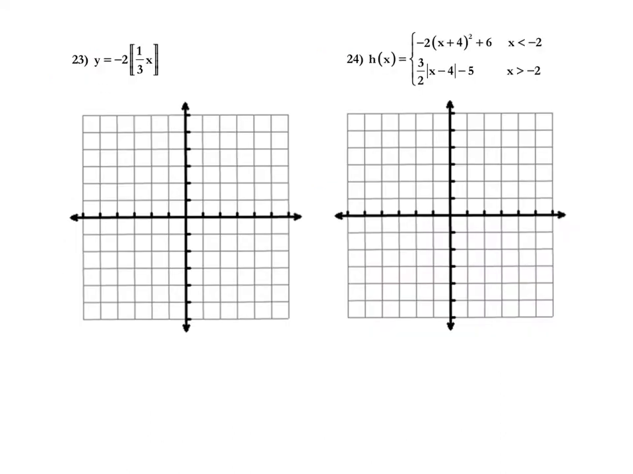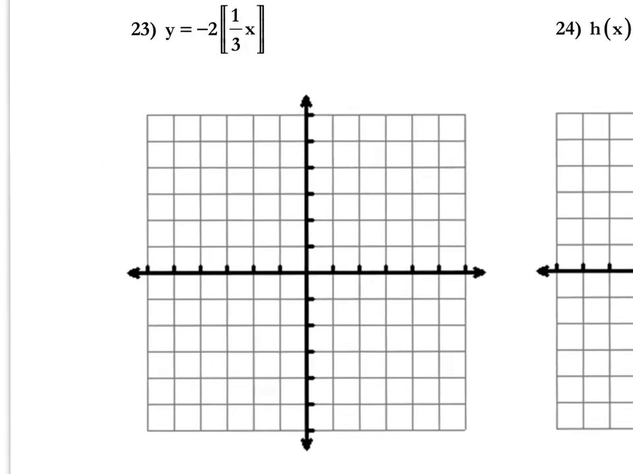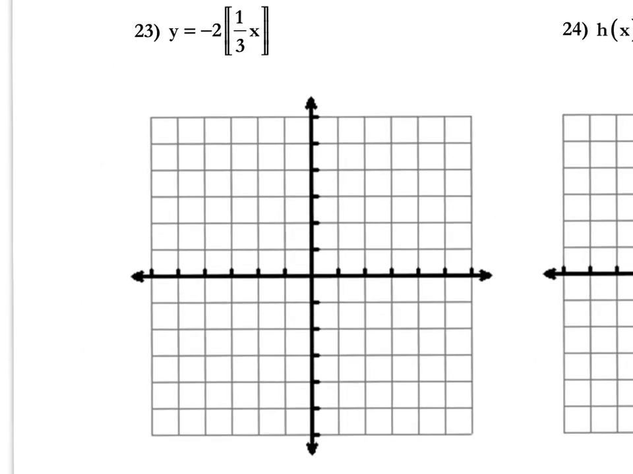Alright, next one to talk about, you guys, is the step function here. This one with the -2 in front and the 1/3 inside with the x. So a couple of things to notice is that there is no plus or minus any number. There's no left or right movement. So I'm still starting my bar at 0, 0. And that's because there's no like +1 or -2 or anything like that. These are just stretching and shrinking problems.